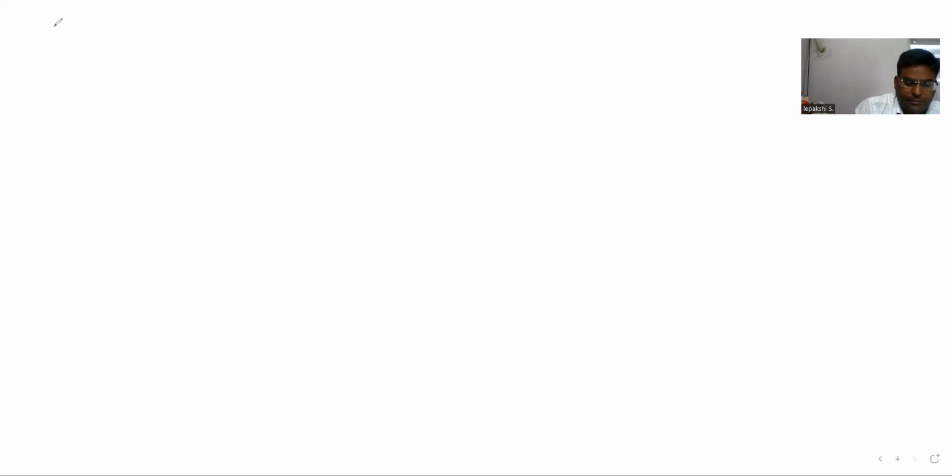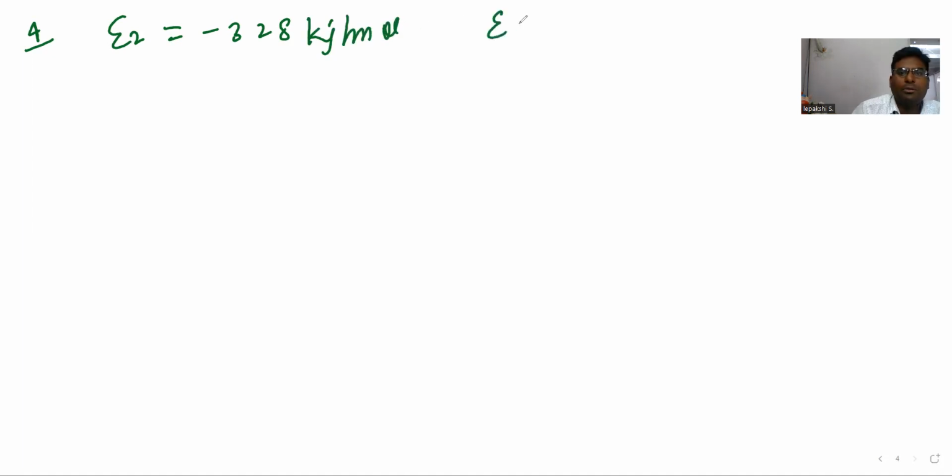Now look at question number 4. The energy of the second Bohr orbit of hydrogen atom is given as minus 328 kilojoule per mole. What is the energy of the fourth orbit? It is asked in 2005. So let's see the explanation.